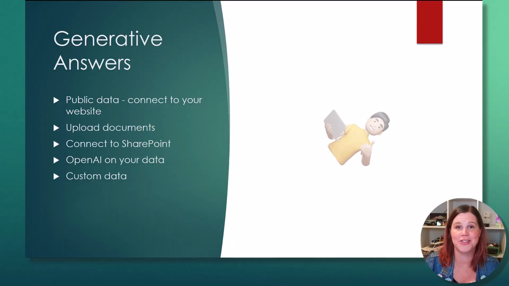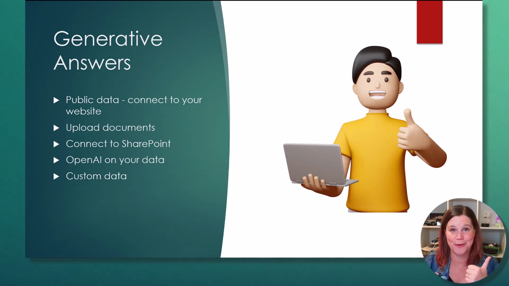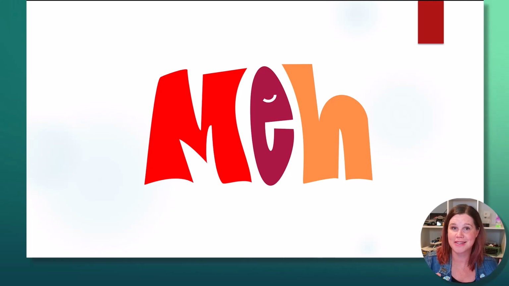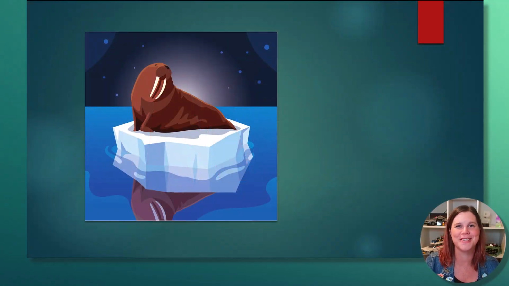Generative Answers in Copilot Studio allows you to connect to your website, SharePoint, upload documents, custom data sources, all of these things, and have an instant AI-based chat Copilot. And the way that it's written in the documentation, it's easy and awesome. But what I've found in the comments, and I've been playing around with this, is that sometimes the experience is a bit meh. So I'm going to take you through how to get the most out of this so that you can get back to that much more happy place with it, because you really can.